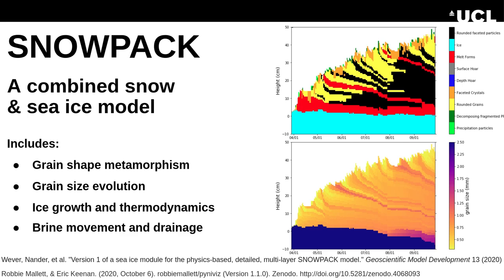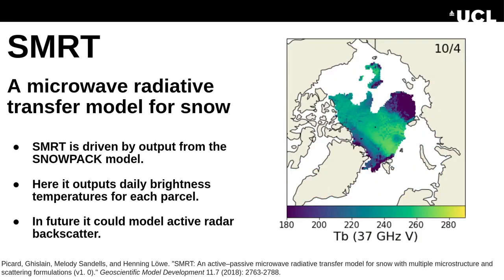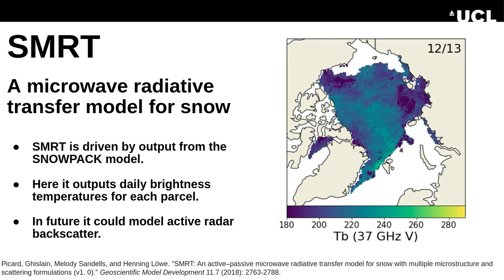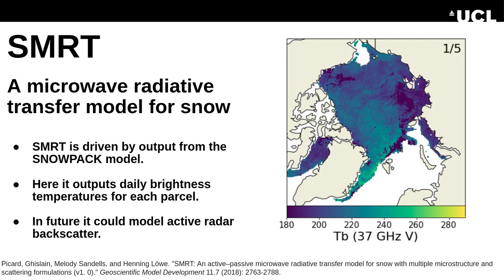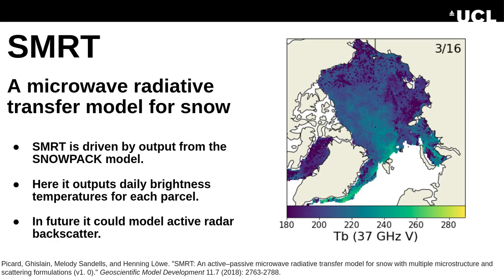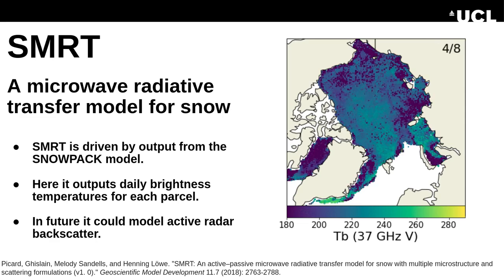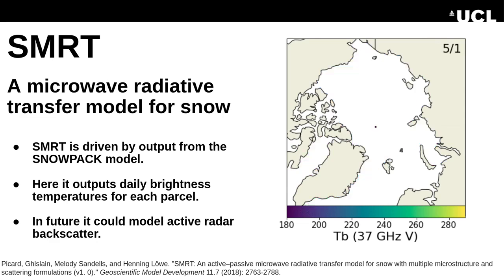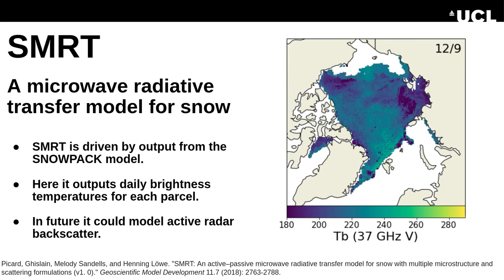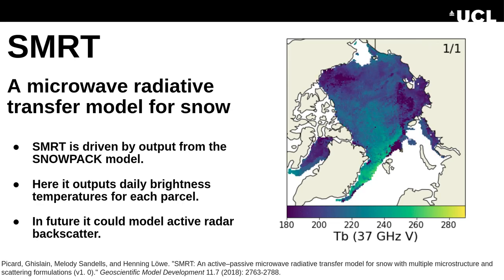The most novel part of this project, however, is probably the linkage to SMRT. Every instance of Snowpack is linked to an instance of SMRT, and the output of the physical snow model drives the microwave model. At the moment, I'm just running in passive mode and outputting brightness temperatures. On the right of this slide, you can see the 37 GHz vertically polarized channel that's used in some snow depth retrieval algorithms. But in future, there's no reason in principle why the model shouldn't run in an active mode to simulate radar backscatter coefficients or even altimetric return waveforms.